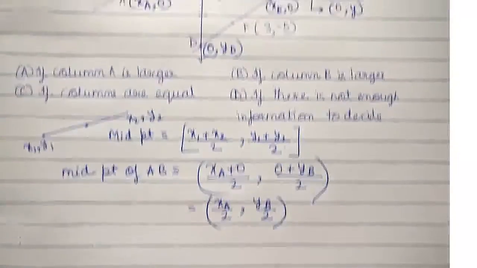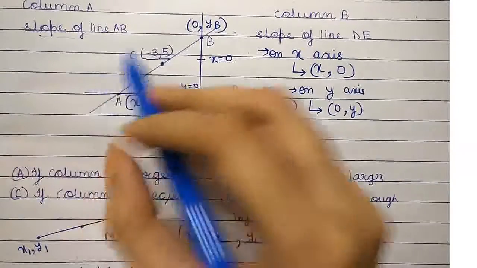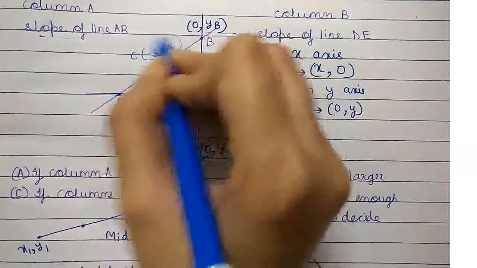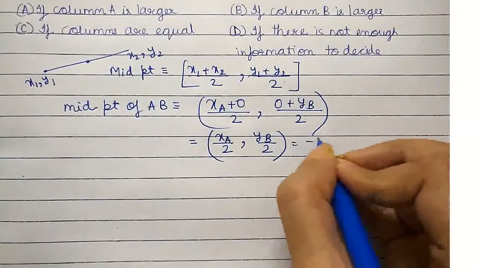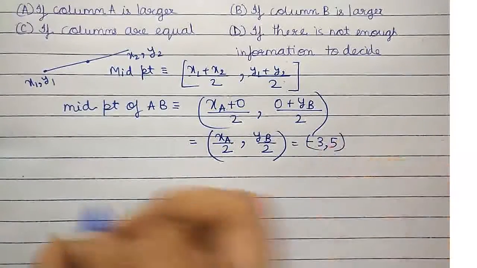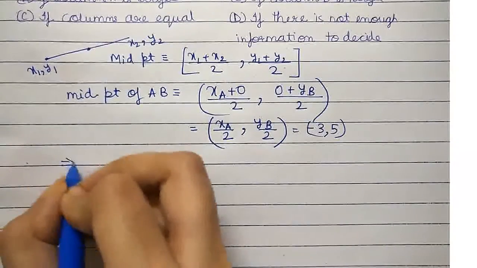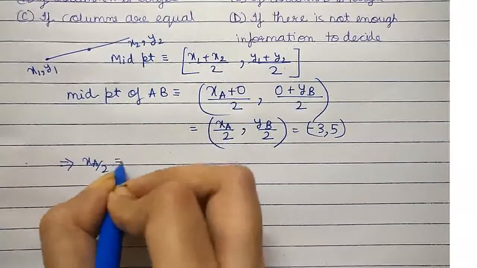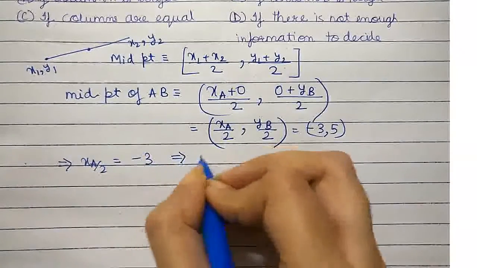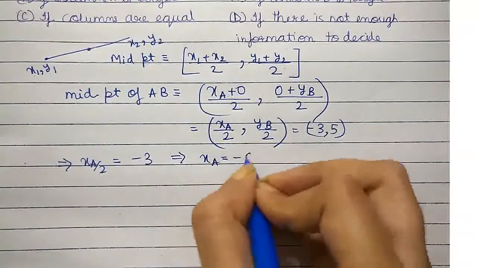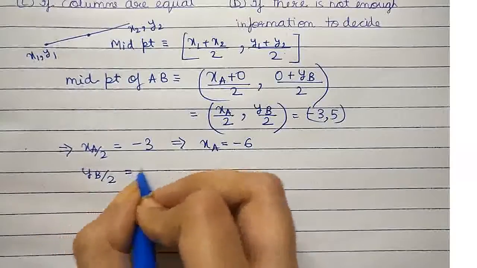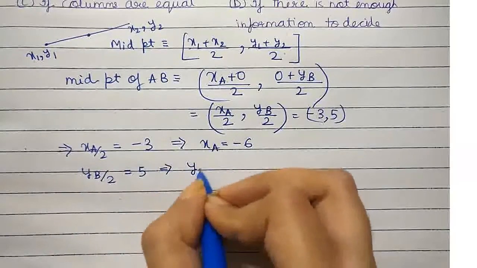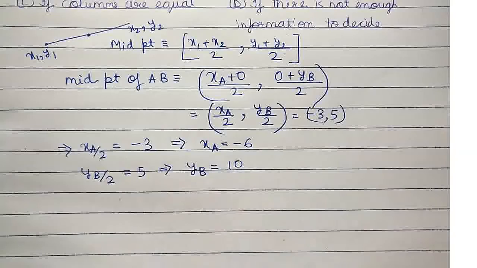Now the question has already given us the midpoint of AB to be C with coordinates -3, 5. So these coordinates must be equal to -3, 5. That implies xa by 2 should be equal to -3, or xa equals 2 into -3, that is -6, and yb by 2 equals 5, which implies yb equals 5 into 2, that is 10. So we have found these coordinates.